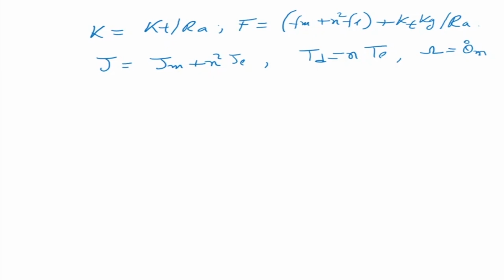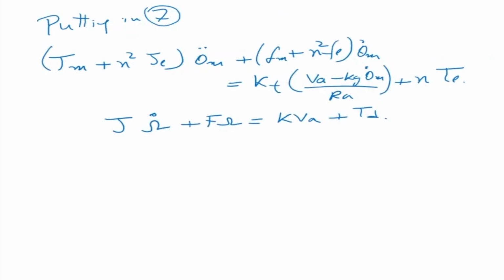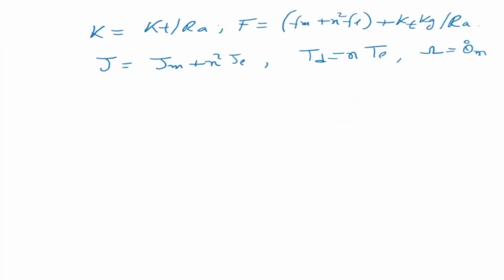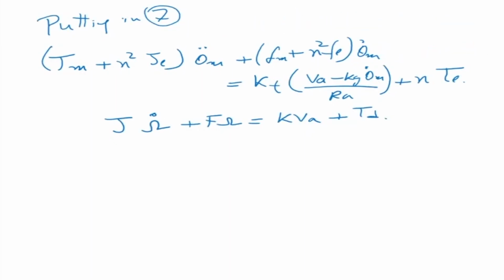Now, what we observe from here is that if I look at this equation, this is a first order equation. That means the dynamics of a one link robot arm can be expressed as a linear first order differential equation. Now the link rotates because of two inputs. One is VA and the other is TD.